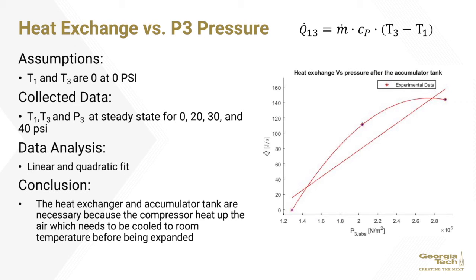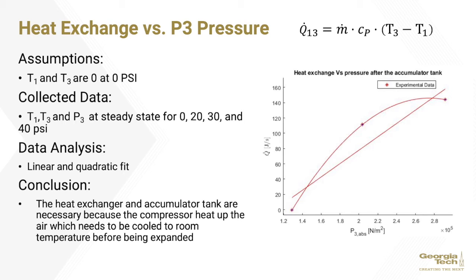Using a known value for specific heat of air along with measured values of mass flow rate and T3 and T1 temperature, the rate of heat exchange from the start of the heat exchanger to the end of the accumulator was calculated for 0, 20, 30, and 40 psi compressor trials. The plot on the right represents the gathered data, and both a linear and quadratic fit were applied.